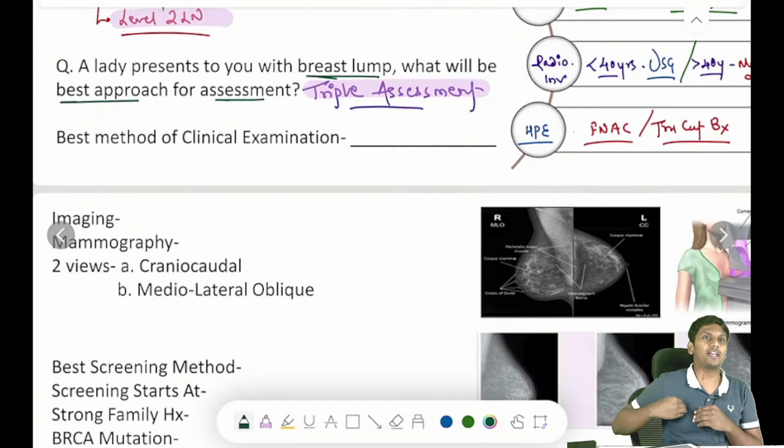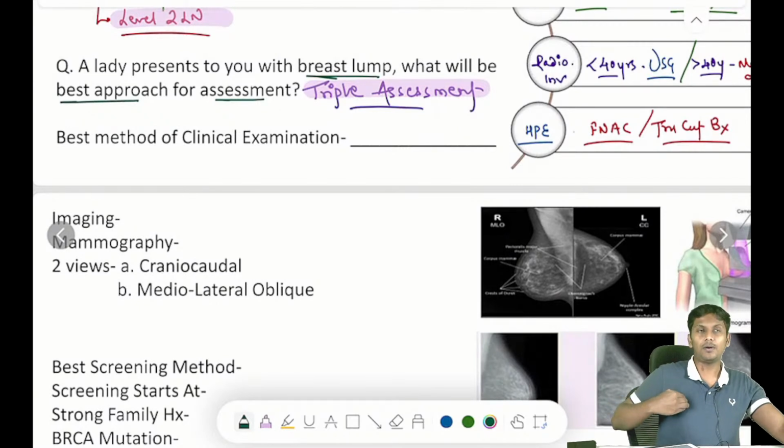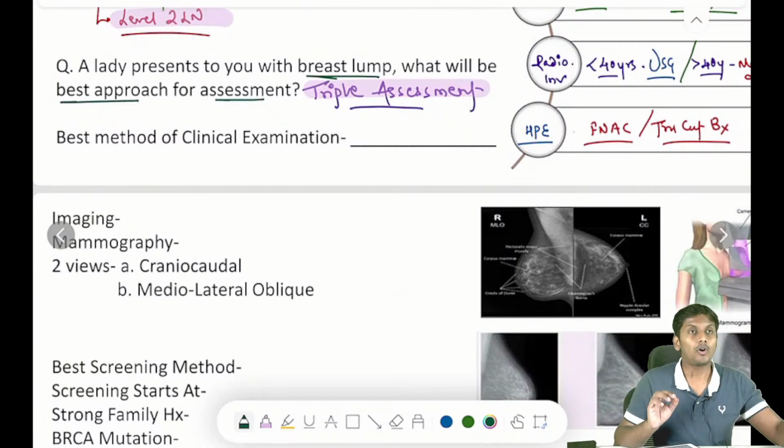There is a vertical strike method, when you will go from top to bottom, then again come to the top, again till the bottom. This is called the vertical strike method. Then second is the horizontal strike method, when you will go from lateral to the medial, then again come back lateral to medial. This is what is called the horizontal strike method.